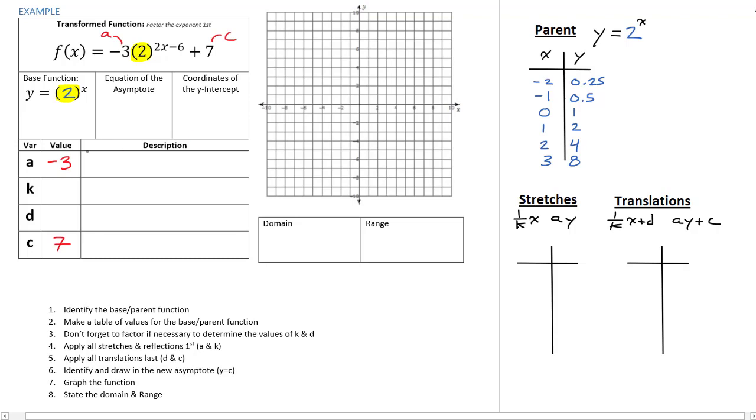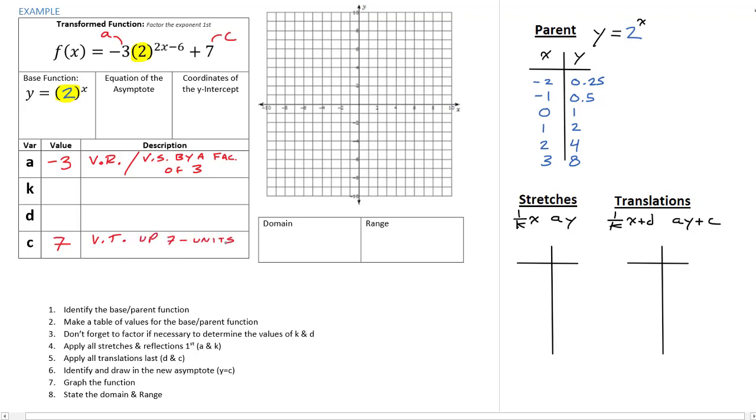All right, so what do those tell me? Well, if a is negative, it tells me there's a vertical reflection, so I'm just going to write VR, and there is a vertical stretch by a factor of 3. That's basically as short as it can get to get full marks. What about the c? What does that tell us? There's a vertical translation. Since it's positive, we're going to go up 7 units.